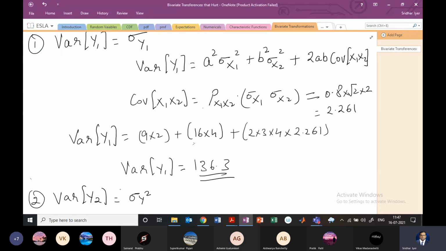Now try to find variance of y2. Follow the similar process and let's see what value we get for variance of y2. Okay, so I'll just give you a second or a minute. Try to find it and then I'll solve it. You can match your answer.